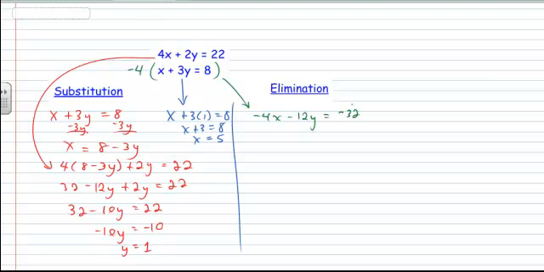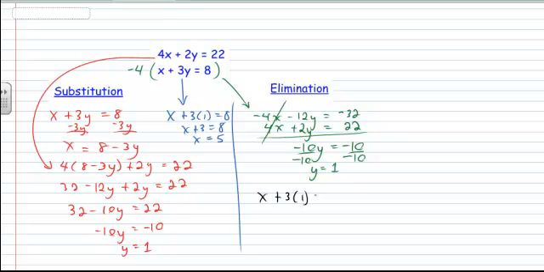Then I can rewrite the first sentence below it, 4x plus 2y equals 22, and add straight down. The x's cancel. 2y minus 12y is negative 10y, and 22 minus 32 is negative 10. I can divide both sides by negative 10, and y comes out to 1. Now, just like we did before, I can plug 1 in as y, so x plus 3 times 1 equals 8. I can subtract both sides by 3, and x equals 5.